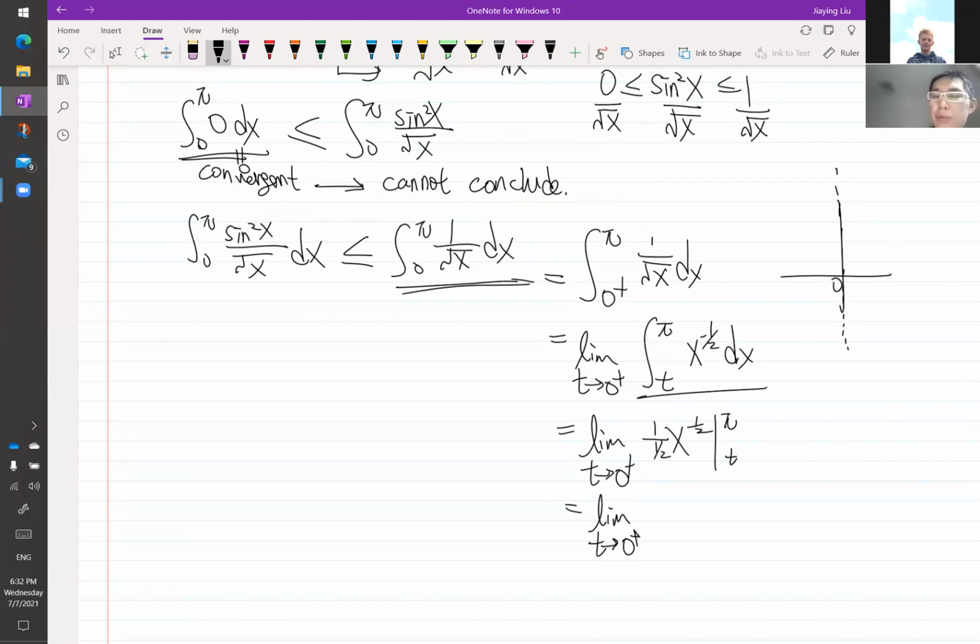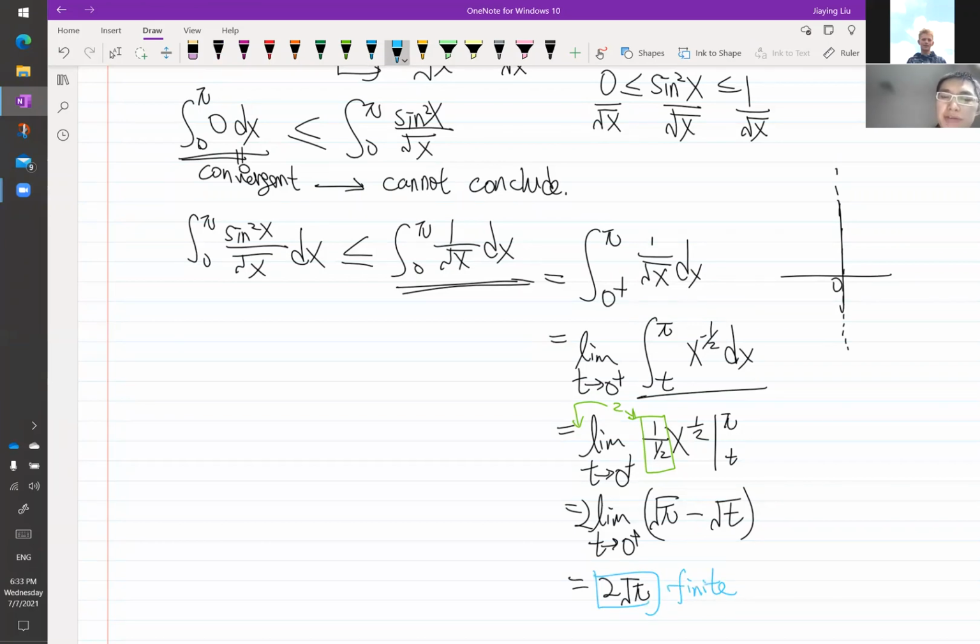So we have the limit as t goes to 0 positive. I'm going to move the 2 outside. So I get 2 times x to the half, plug in pi, so pi to the half, square root of pi, minus t to the half, the square root of t. That's what I get when I plug in those two boundaries. Then we take the limit as t goes to 0 positive. The square root of t goes to 0, so we just have square root of pi left. So we get 2 square root of pi, which tells us the limit exists and is a finite value. That means the integral we are trying to evaluate, this one or even this one, is equivalent, so those are convergent.